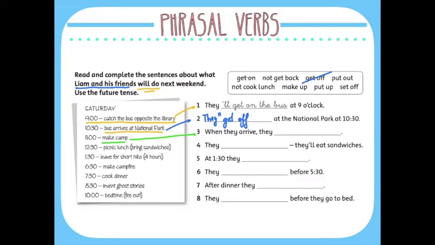Hector Yera, can you help her? Put up. Can you make the sentence, please, Hector? When they arrive, they put up the camp. In future, Hector, they will put up the camp. Very good.